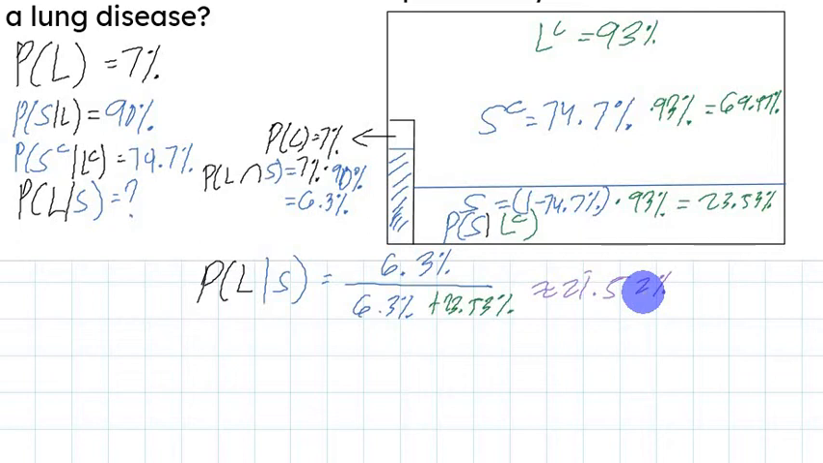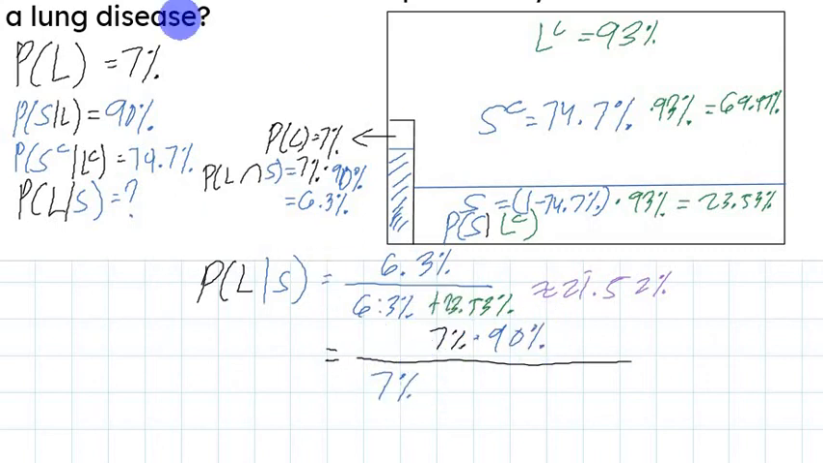Now, if we're going to apply the definition of Bayes' theorem in formula, that would be equal to the 7% times our 90%, all over the same number, the 7% times the 90% plus our L complement here, which is our 93%, multiplied to this one here, 1 minus 74.7%, which is actually 25.3%.